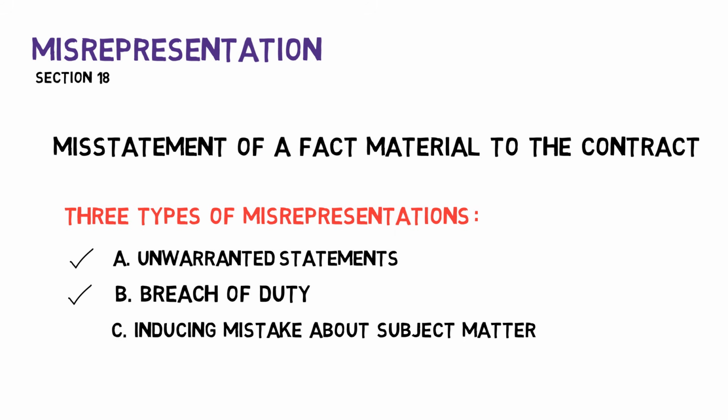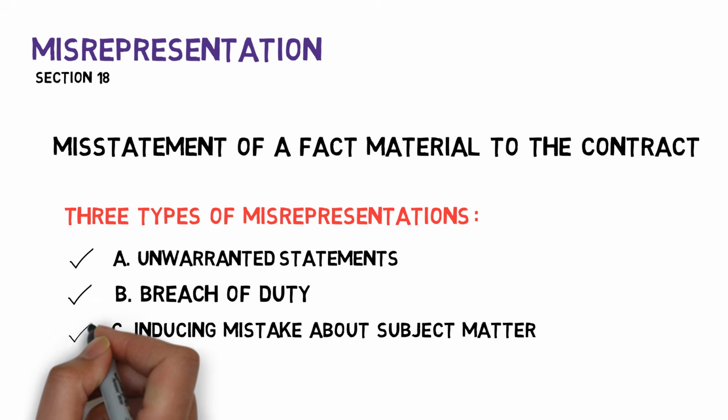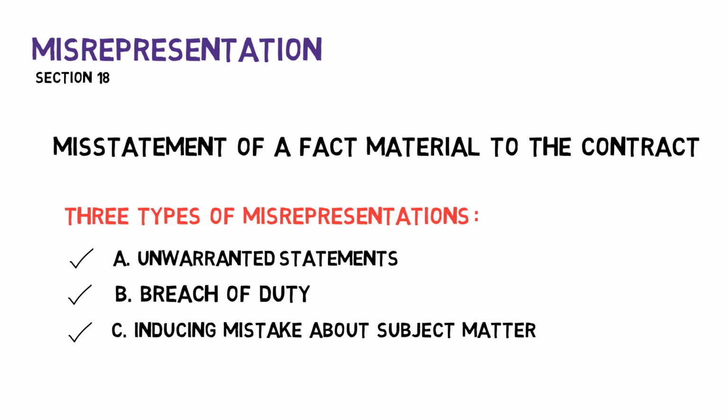Moving to the third and the last type of misrepresentation under the Indian Contract Act, inducing mistake about the subject matter. Section 18 clause 3 talks about these kind of situations. Section 18 clause 3 says, causing, however innocently, a party to an agreement to make a mistake as to the substance of the thing which is the subject of the agreement.